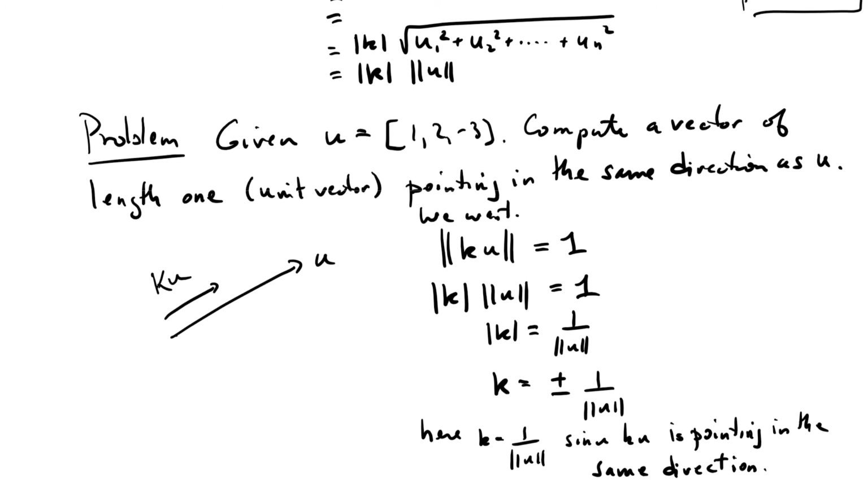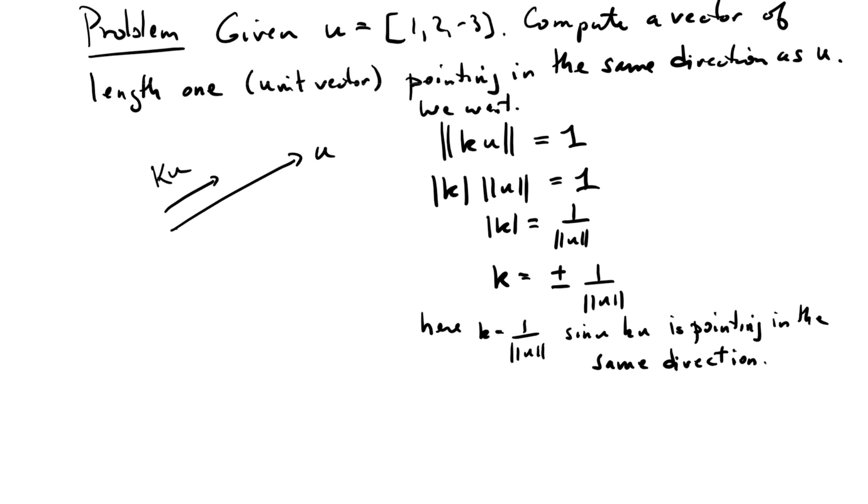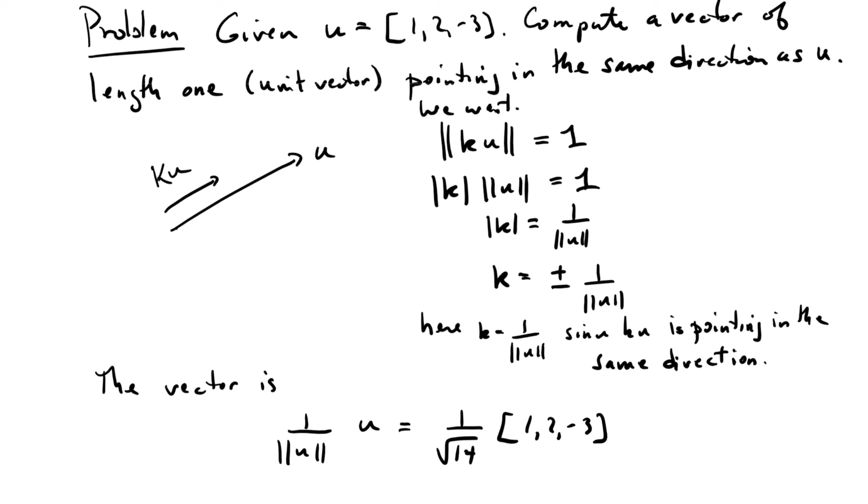Okay, so therefore the vector I'm looking for is 1 over the norm of u, so that's our k, times u. 1 over the norm is 1 over root of 14, and u is 1, 2, minus 3. I could keep it like that, or if you prefer, you can also write it like that. Both are just as good. And we're not necessarily going to rationalize the denominator. You can keep it like that. Okay.